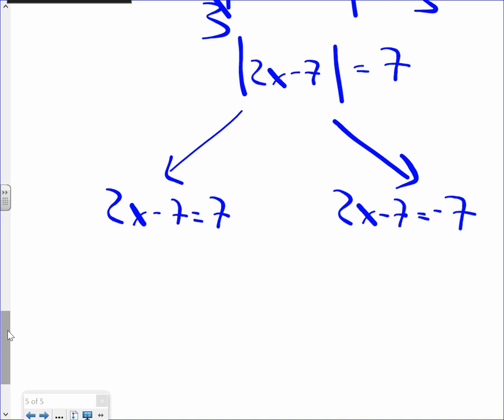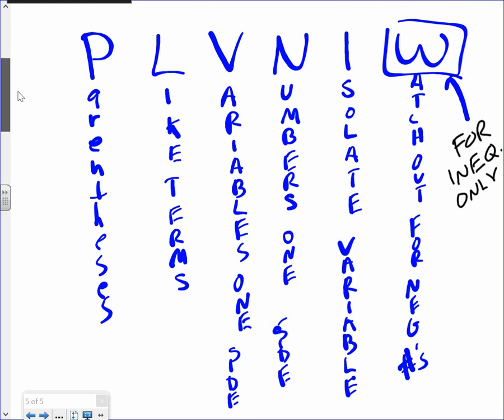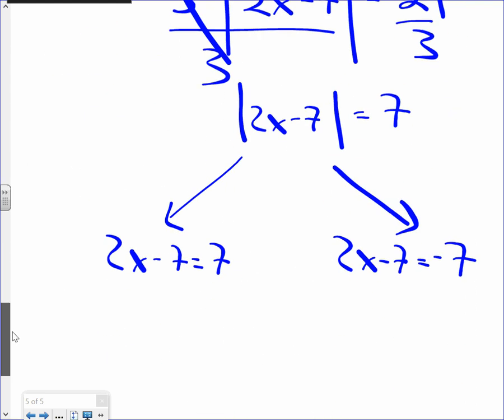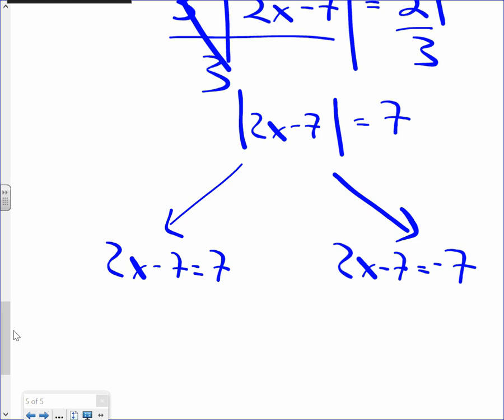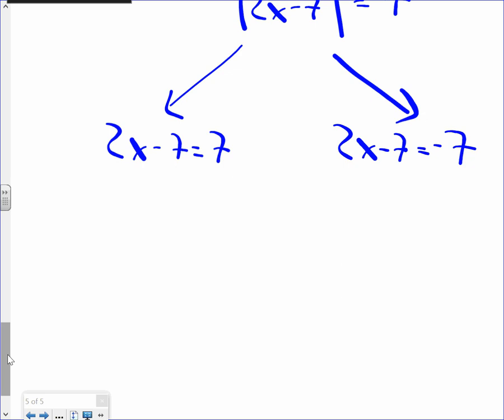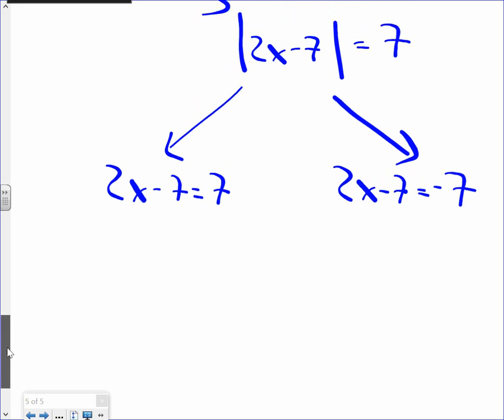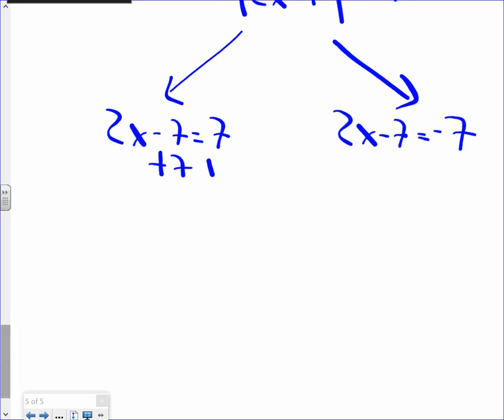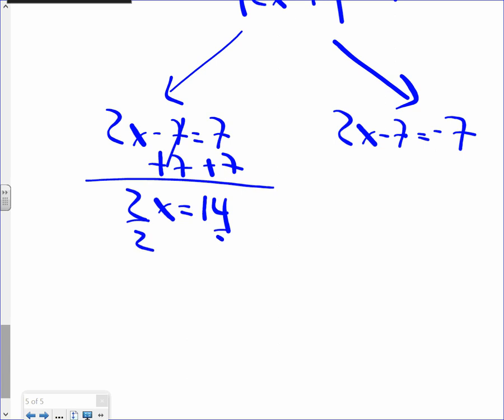Let's get x, but here we're going to leave our veggies near ice water. It's going to help us now. Watch. Parentheses, negative. There's no parentheses here. Like terms, 2x minus 7 is not a like term, 7 is not a like term. So that's done. Now let's get variables on one side. They're already on one side. Look, x is already on one side, so we're good there. Let's get numbers on one side then. Let's add 7 to get the numbers on the right side. So I have 2x equaling 14. Divide by 2. X then is 7. There's one solution.